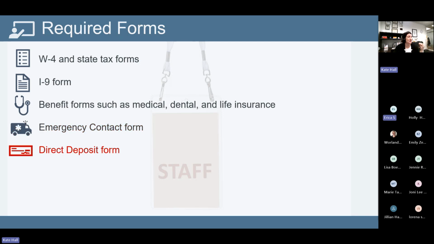Direct deposit. Just as a reminder, legally, in the United States, we cannot require someone to do direct deposit. I currently have 4 staff that do not do direct deposit. And everyone's like, oh yeah, it's people that are older. Nope. I have a teenager, someone in their 30s, someone in their 50s, and someone in their 70s. So you cannot require someone to do direct deposit.